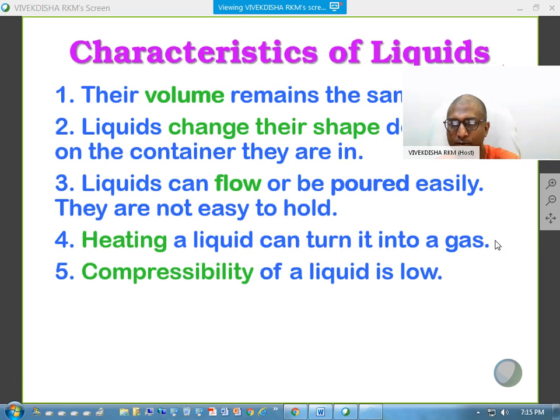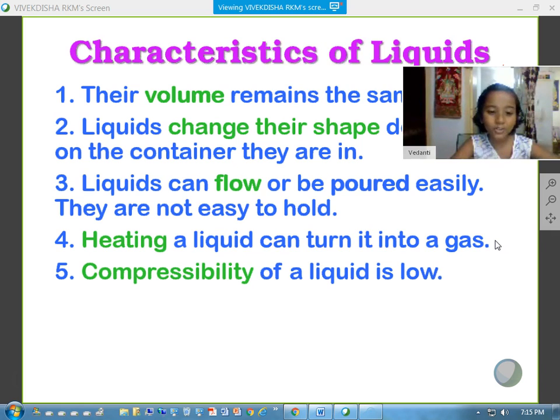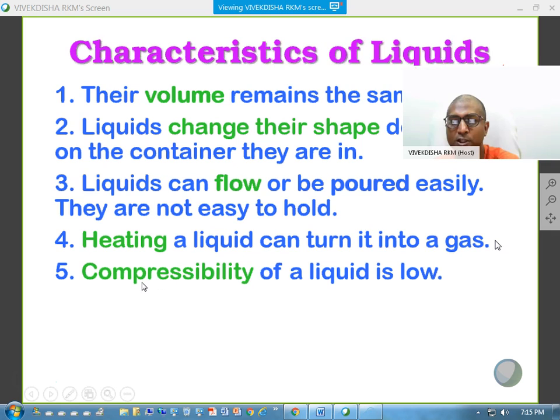Is it okay? Vedanti, would you like to ask a question? Yes. It is not clear to me about the compressibility. Compressibility means if you press it, you cannot change its volume. By pressing, you cannot change its volume and shape. Rather, you can say its shape you cannot change by pressing.